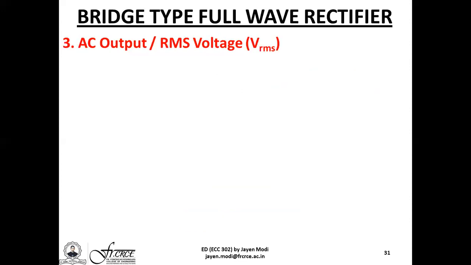The third and the most important part is to calculate the RMS value for the AC output signal voltage. The rectified output signal voltage had two components. One was DC, one was AC. DC was in terms of the average value. The AC will be in terms of the RMS value.